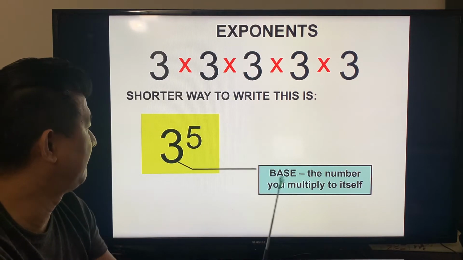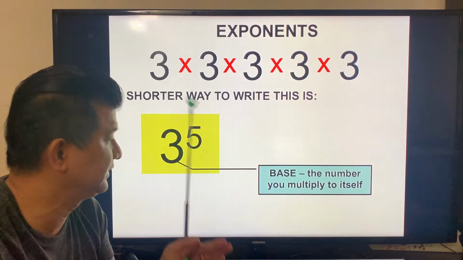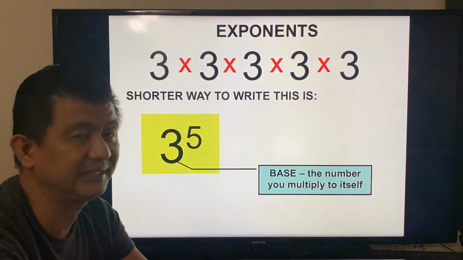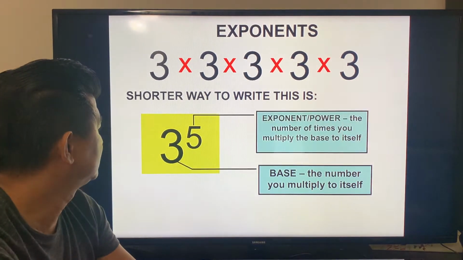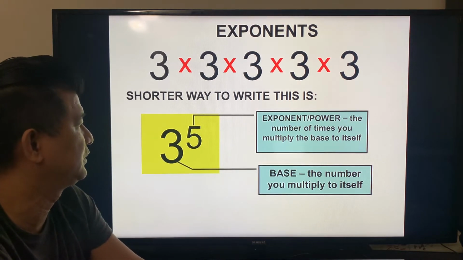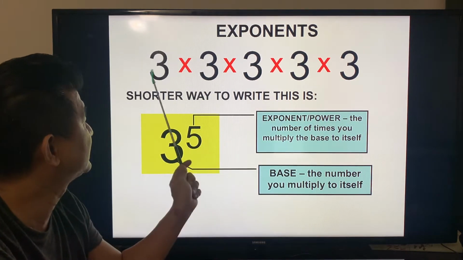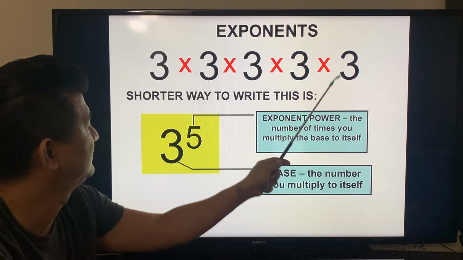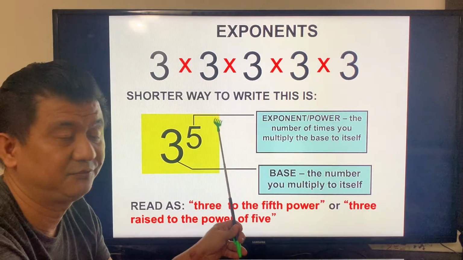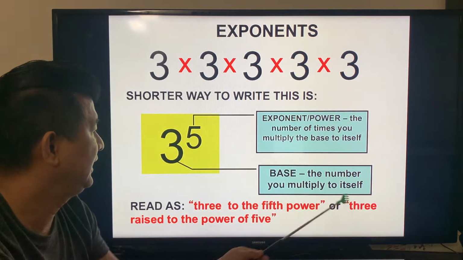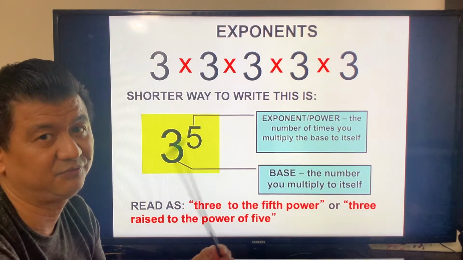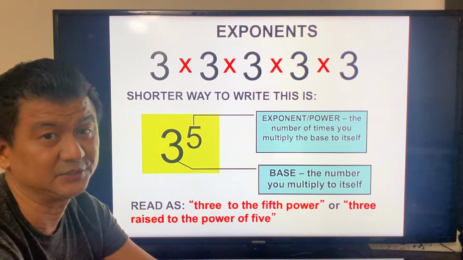So this is called the base. The base is the number, the big number that you multiply by itself. Okay? So this 5 is the exponent or the power, the number of times you multiply the base to itself. Also, this is read as 3 to the 5th power, 5th with a TH, and 3 raised to the power of 5. Power of 5. Any of those statements will be correct.